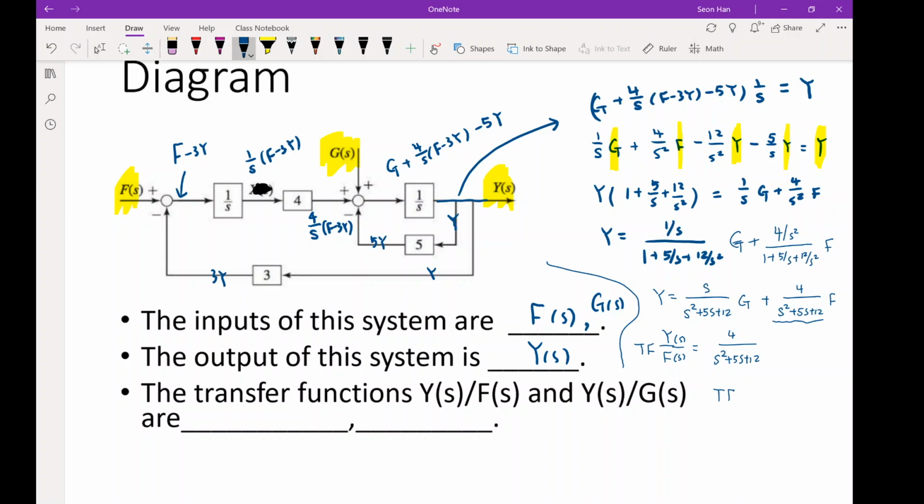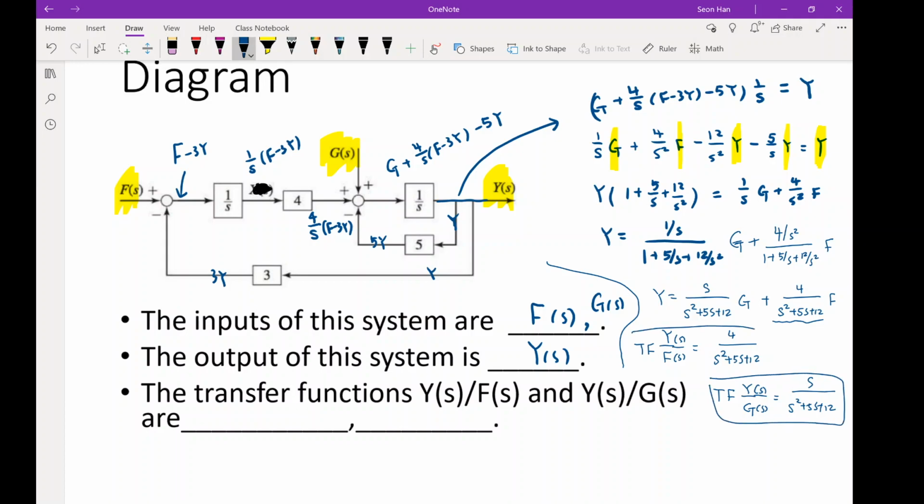Similarly, the transfer function Y over G. Now s is coming back, because I'm not so desperate anymore. So s divided by s squared plus 5s plus 12. That's your other transfer function. So that's how I find the transfer function.